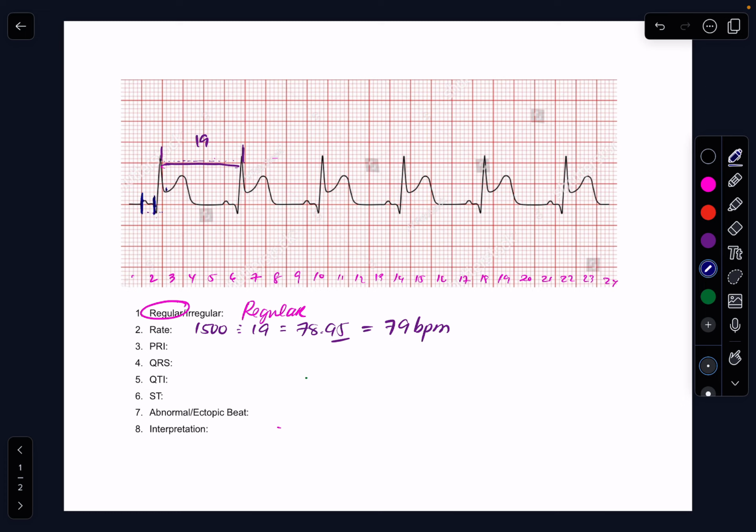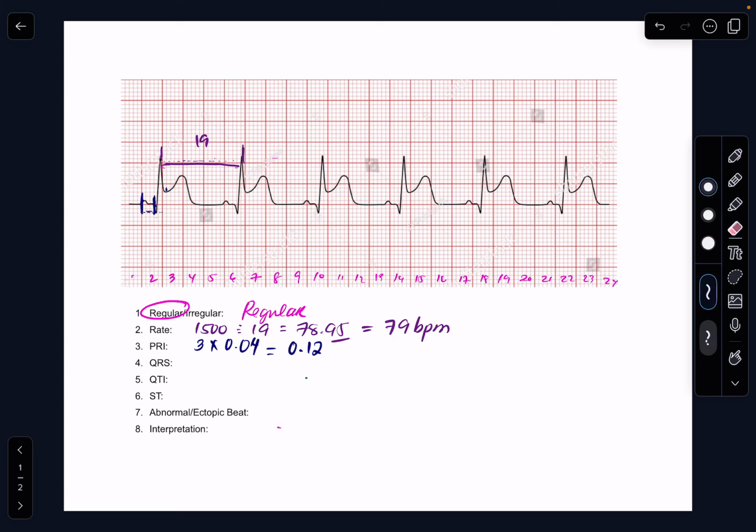And I'm going to count how many boxes are in between, right? So there's 3. 1, 2, 3. So 3 times 0.04, which are the small boxes, right? That would be 0.12.